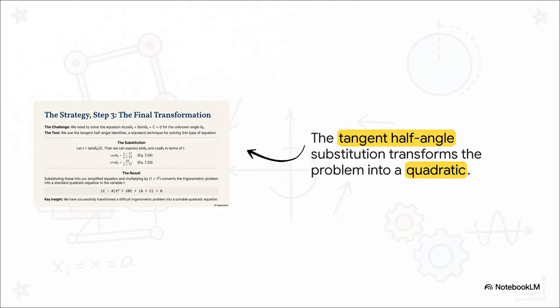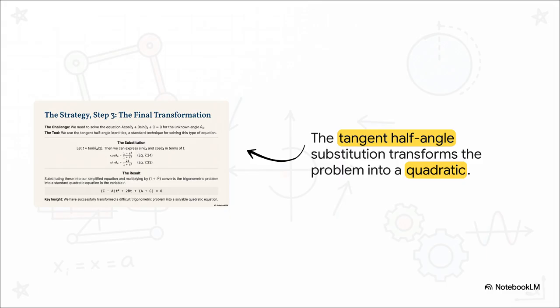So how in the world do we solve this? We've still got sines and cosines all mixed up. Well, we pull out a really clever tool from the mathematician's toolbox called the tangent half-angle substitution. It's basically a sneaky way to express both sine and cosine using just one new variable, t. And when we plug these into our equation, all the trig just disappears. The problem magically transforms into a standard quadratic equation.